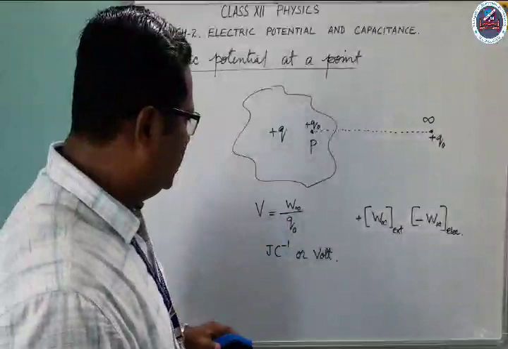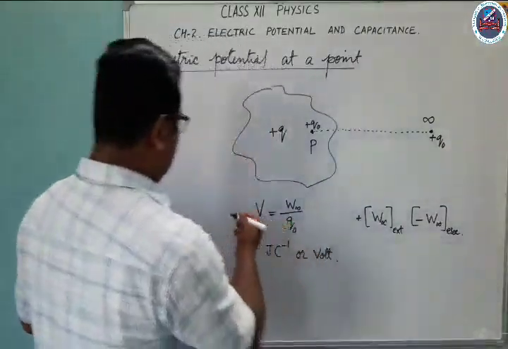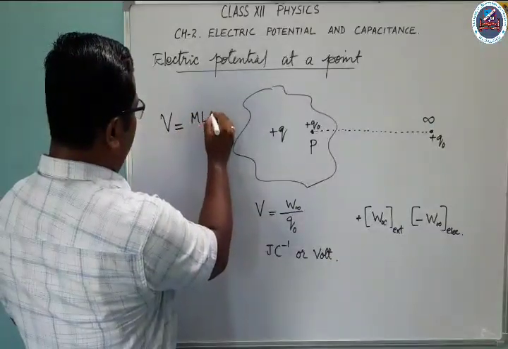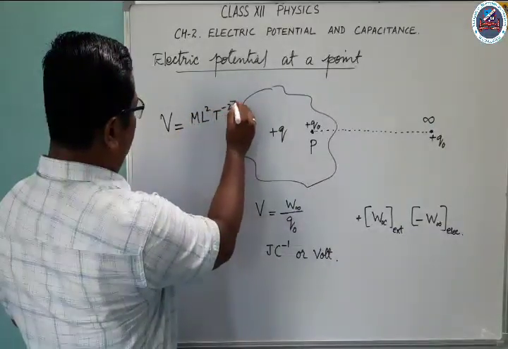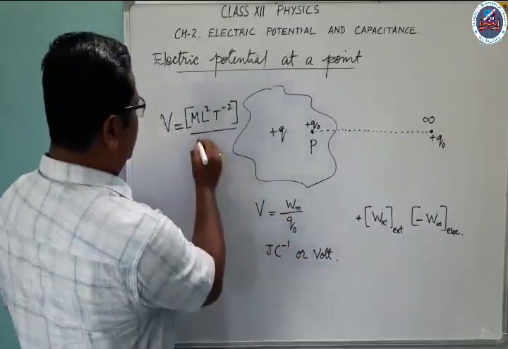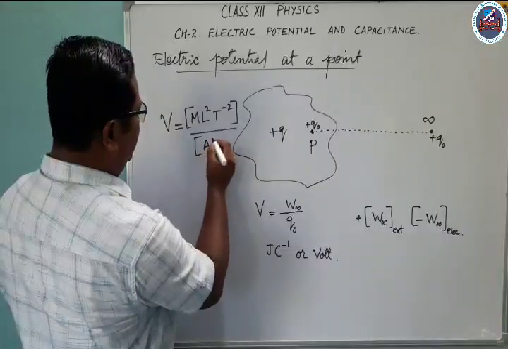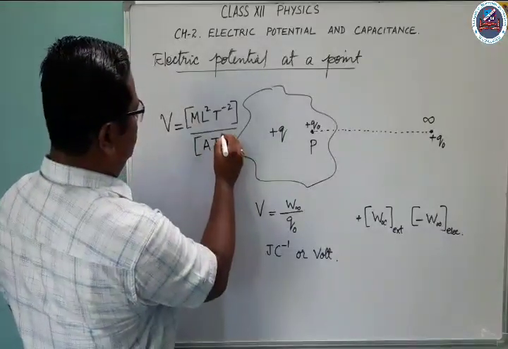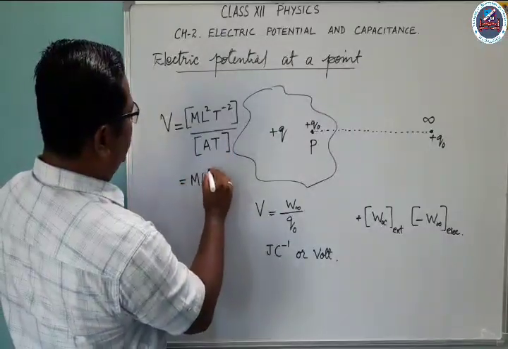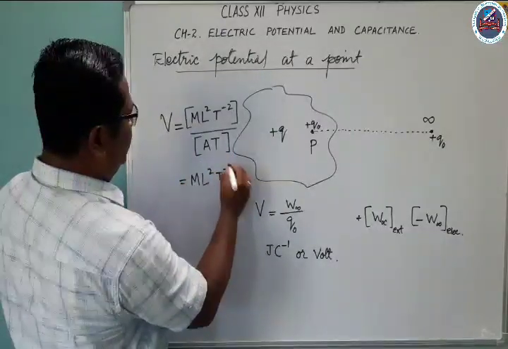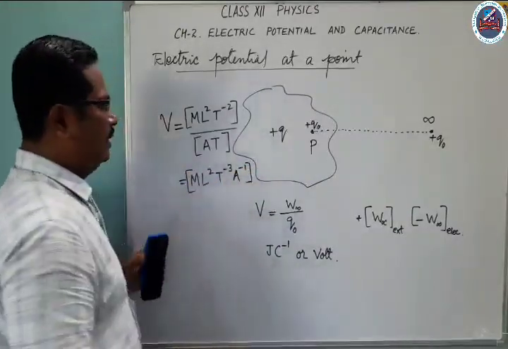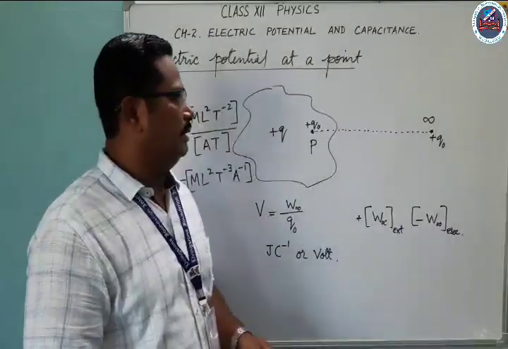The dimensional formula of electrostatic potential is: for work done, ML squared T to the power minus 2, and for charge, ampere into time. Together you can write it as ML squared T to the power minus 3 A to the power minus 1. This is the dimensional formula of electrostatic potential.